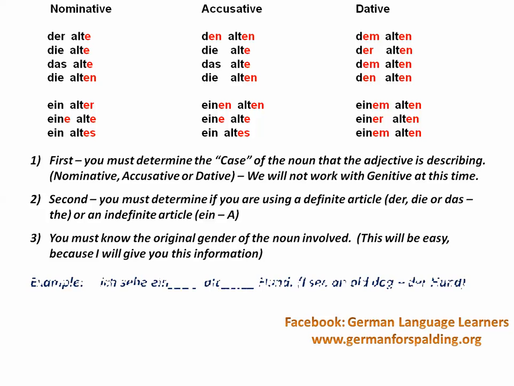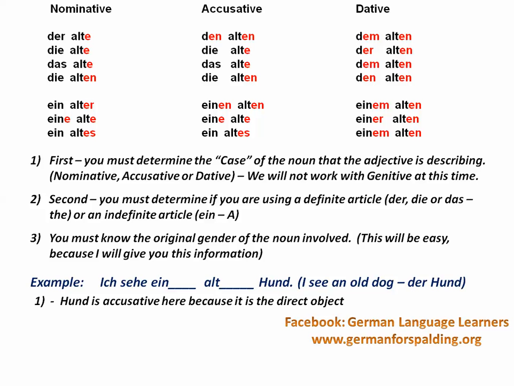So here we go. If I have the example, ich sehe ein alt Hund, and I want to say I see an old dog, the first question I ask myself is, dog here, Hund, is it nominative, accusative, or dative? And when I ask that question, the answer I get is that it's a direct object. I see what? An old dog, so it's a direct object. This tells me that my answer is accusative, so the dog is in the accusative case.